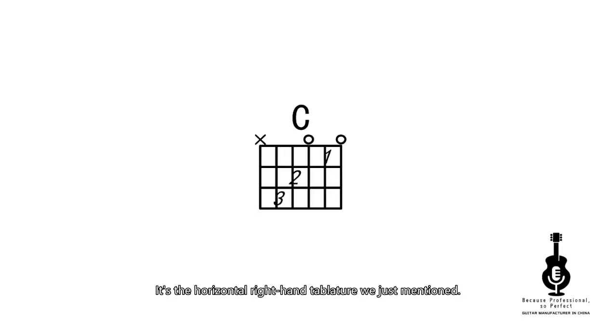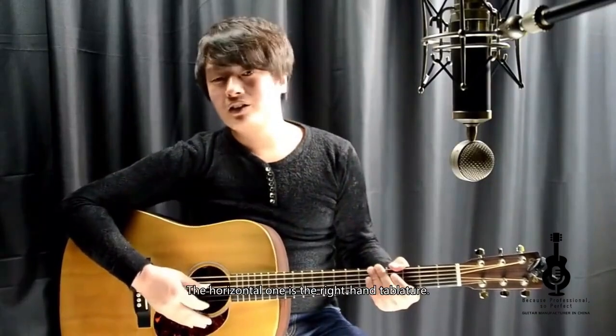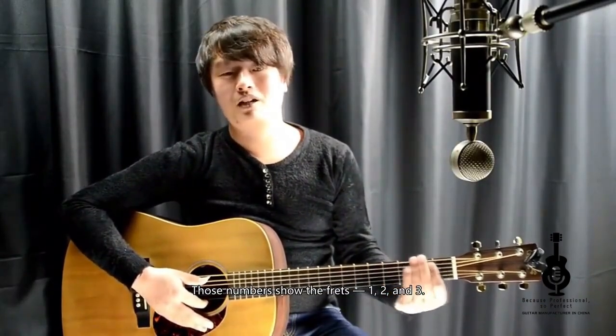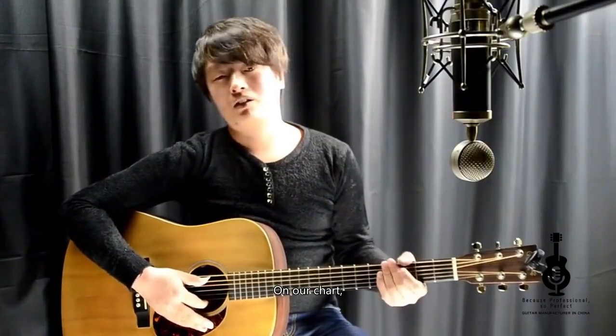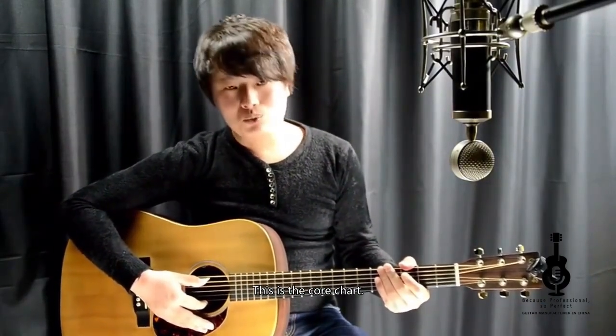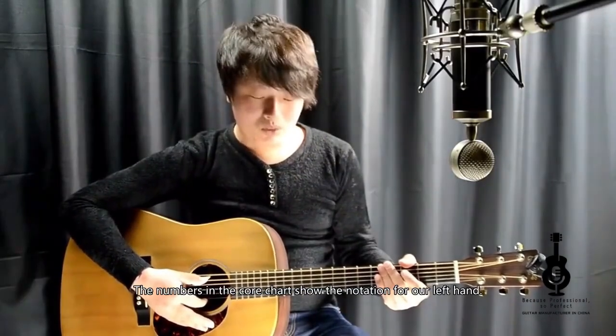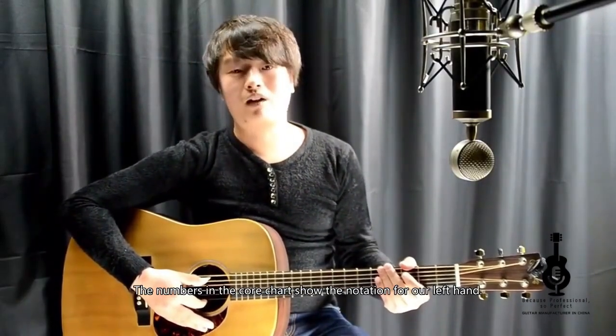It's the horizontal right-hand tablature we just mentioned. The numbers indicate the frets. I am repeating this so nobody gets confused. The horizontal one is the right-hand tablature. Those numbers show the frets 1, 2, and 3. On our chart, this is the chord chart. The numbers in the chord chart show the notation for our left hand.